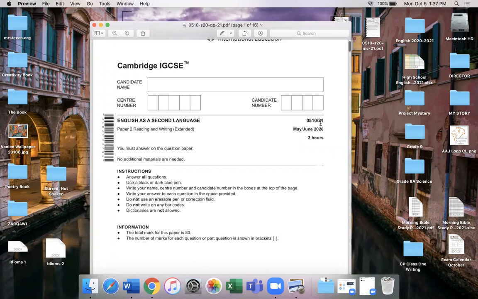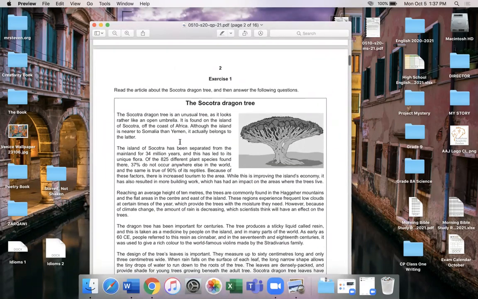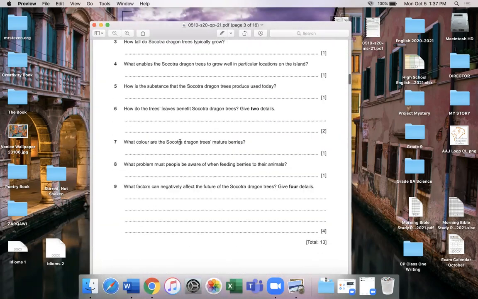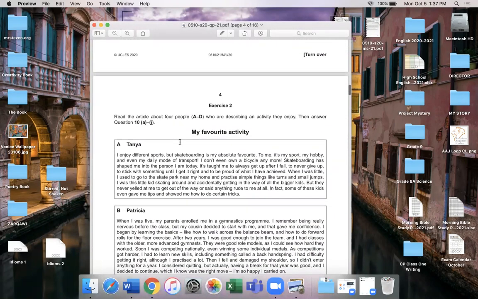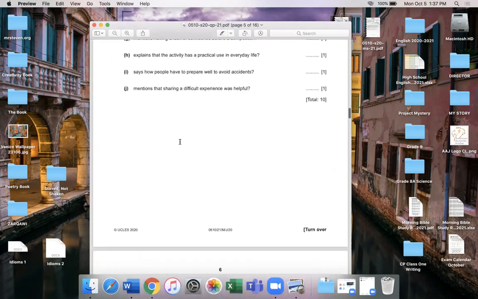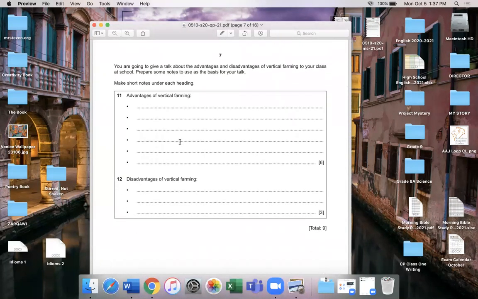This is 0510 exam 21, which is the extended version of reading and writing paper 2, English as a second language, May, June 2020. So that was spring 2020. This exam should go for 2 hours. The first exercise is like you're used to. It's comprehension, reading, answering questions, and same with exercise 2. Okay, let's go ahead and skip forward to exercise 3. You'll see another reading example, and then you make your notes.